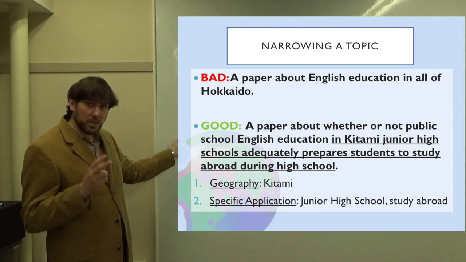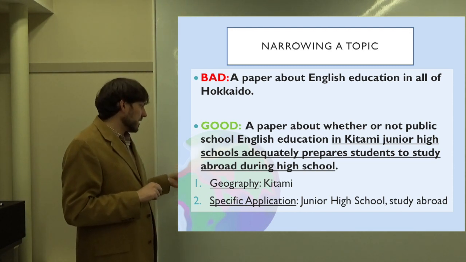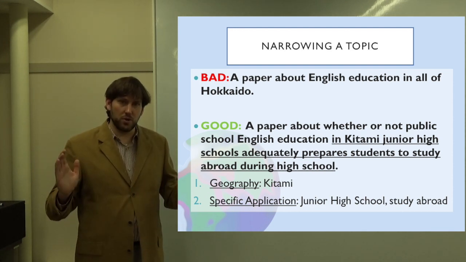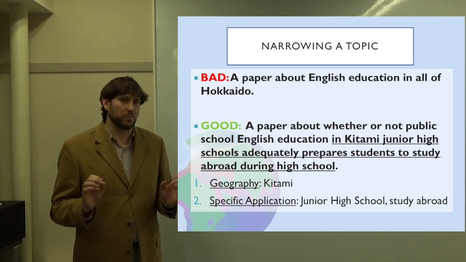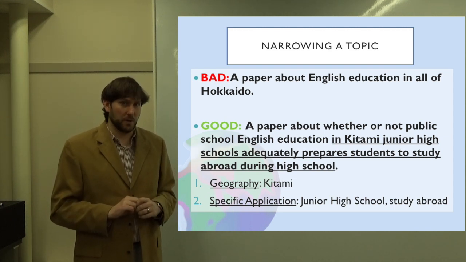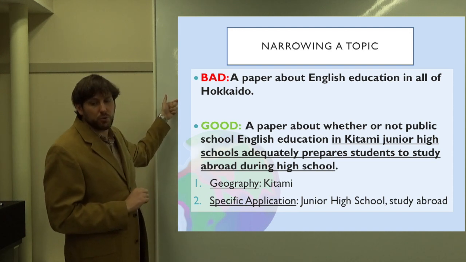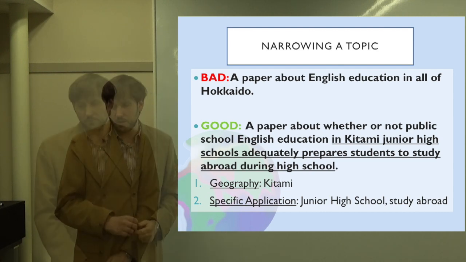Here we have restricted it in at least two ways. First, we have geography. We've said Kitami. Second, we have said junior high school, and we've said study abroad. So we have shown that we can make a better type of thesis if we can use more themes to make it tighter. So we don't just have one topic, English education in all of Hokkaido, we now have a topic narrowed by several important themes.